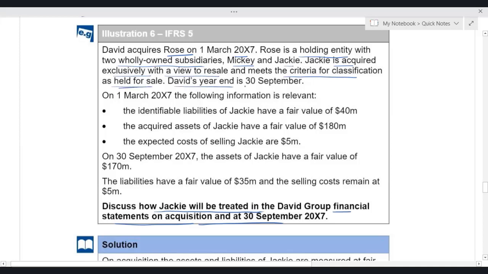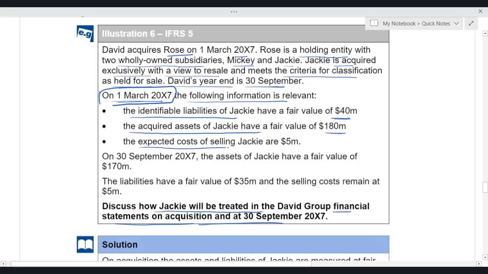David's year end is 30th September. On 1st March X7, the following information is relevant. The identifiable liabilities of Jackie have a fair value of 40 million on the date of acquisition. The acquired assets of Jackie have a fair value of 180, again at the date of acquisition.